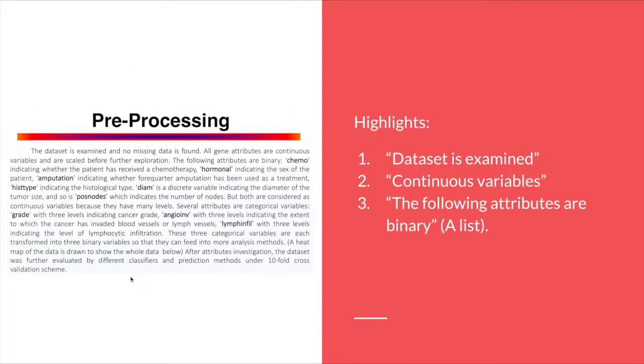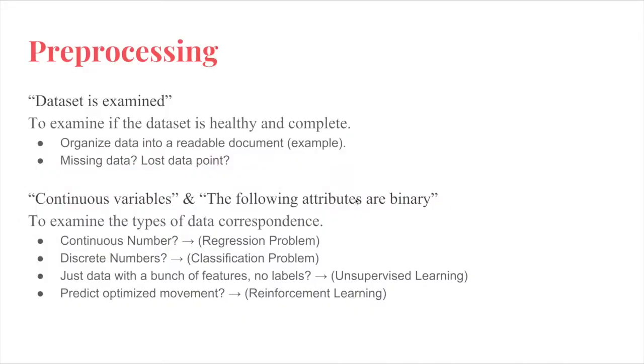So let's get into how we prepare the data set. For example, I took a screenshot of a previous paper that I worked on, on the left-hand side, and we're going to extract some words or phrases out of this paragraph to see how preparing data looks. The 3 phrases or quotes that we extracted are listed here. The first one is "dataset is examined." The second one is "continuous variables," and the third one is "the following attributes are binary." Let's look into how these can help us understand what preparing data means.